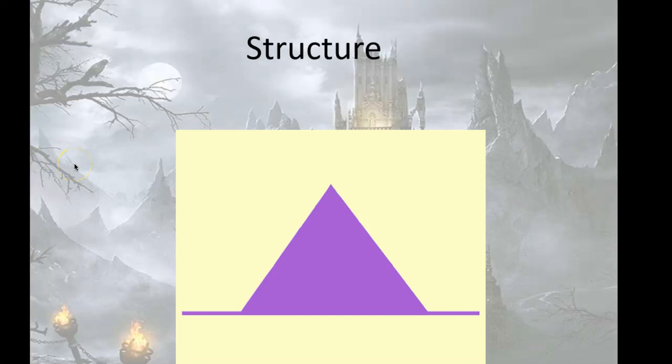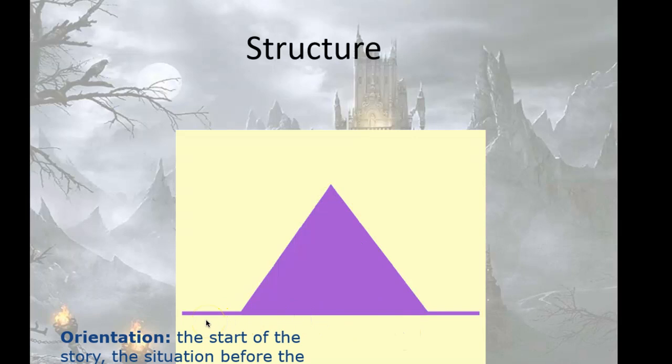For your assignment, you're going to write an imaginative narrative, and the structure for that looks like this raised triangle. We begin with the orientation, which is the start of the story. It's the area where you introduce your setting and your characters. So you develop where your story takes place, who your characters are, when the story takes place, and why it takes place.